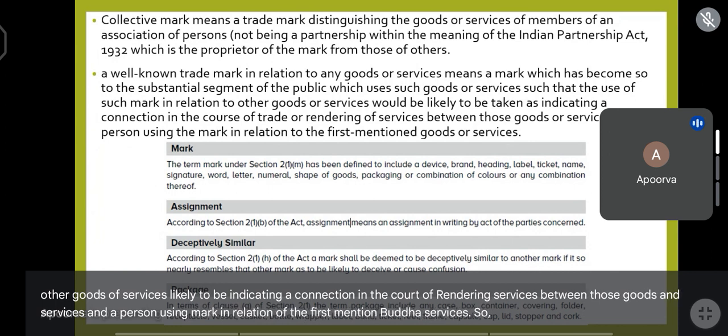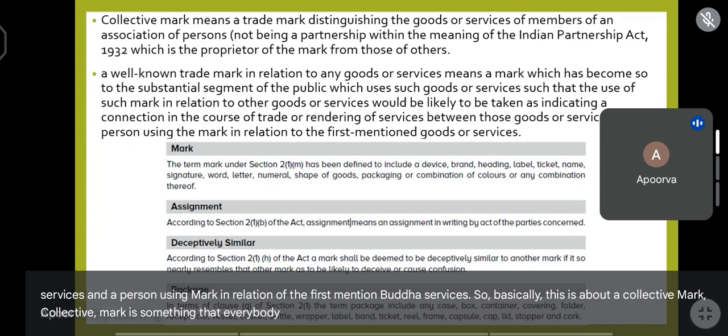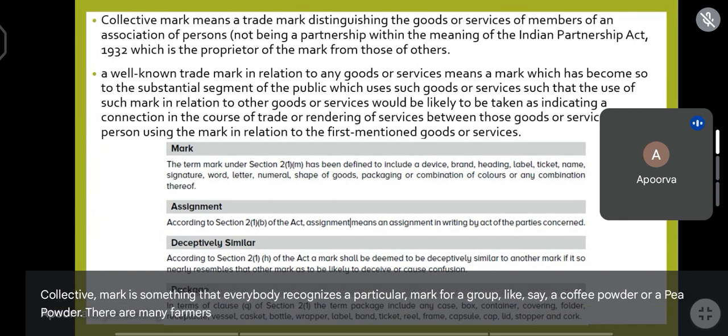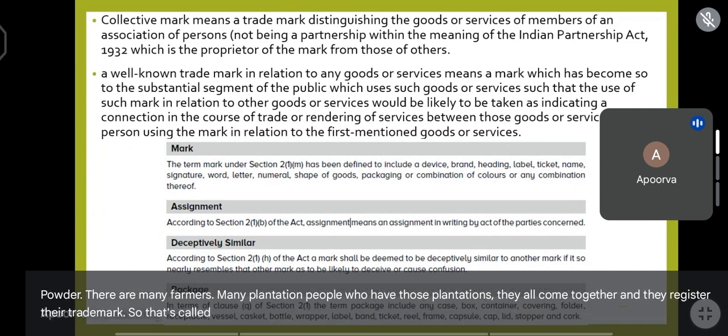So basically this is about a collective mark. A collective mark is something that everybody recognizes as a particular mark for a group, like say a coffee powder or a tea powder. There are many farmers, many plantation people who have those plantations. They all come together and they register their trademark. So that's called a collective mark.